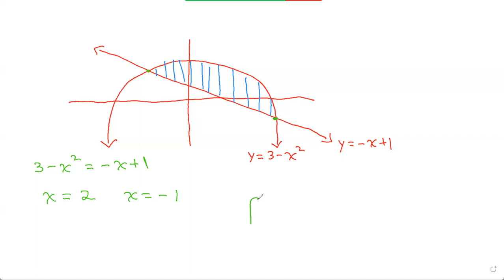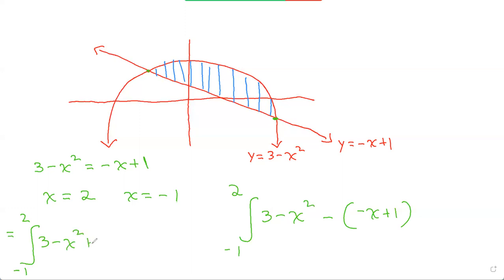So then the integral would be from negative 1 to 2, the upper function minus the lower function. You can see between these two bounds, the parabola is above the straight line. So it would be 3 minus x squared minus negative x plus 1. This would be the integral from minus 1 to 2 of 3 minus x squared plus x minus 1. And now we can evaluate this integral and find the value. So that's how easy it is.